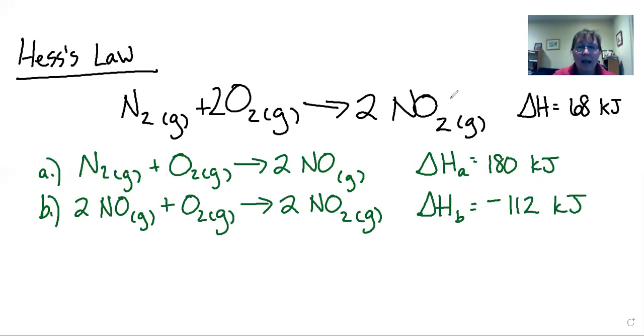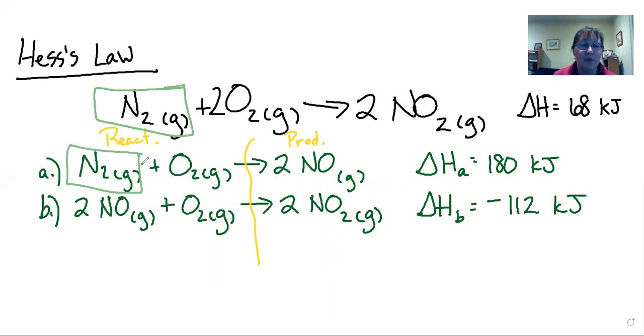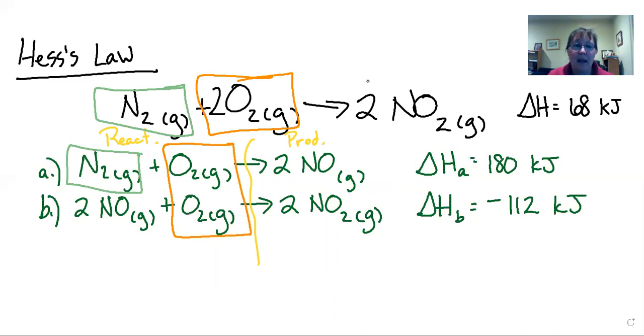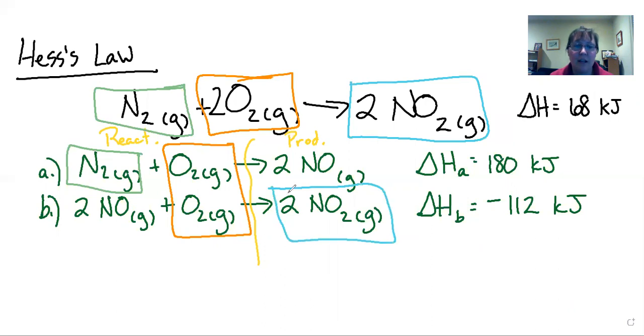Okay, now how do we compare these? Well, first of all, what we're going to do is we're going to look at our reactants versus our products. Okay, so here you'll notice that I have 1 mole of N2 and it's right here. Good. All right, and now I have 2 moles of oxygen, and here I have 2 moles of oxygen. And then here I have 2 moles of nitrogen dioxide, and here I have 2 moles of nitrogen dioxide.